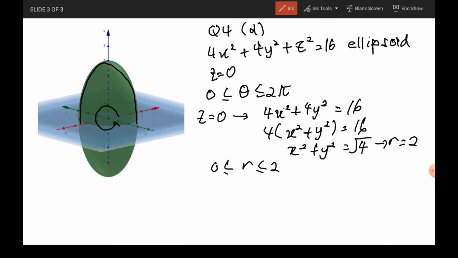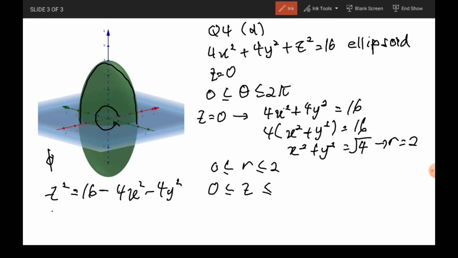Then lastly for z. For here, r is different from rho for spherical coordinates. An ellipsoid is not suitable for spherical coordinates because the shape is not similar to a sphere. For z, it is from 0 until, we use the equation again. The equation is z squared equals 16 minus 4x squared minus 4y squared. So z is the square root.